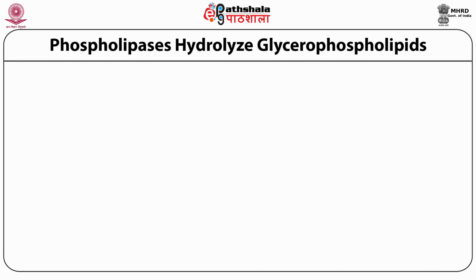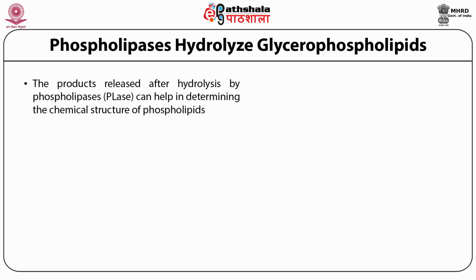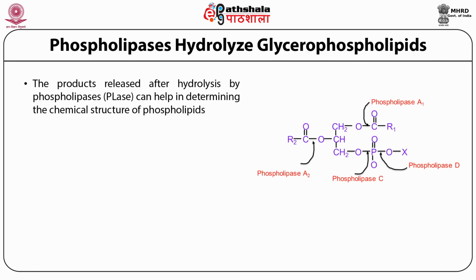Phospholipids can be broken down by enzymes called phospholipases, and the products that are released after hydrolysis by phospholipases can actually help in determining the chemical structure of phospholipids. As you can see in this diagram, these are the sites of action of different phospholipases. So there are phospholipase A1, phospholipase A2, phospholipase C, and phospholipase D, and all of these act at different sites within the phospholipid molecule.